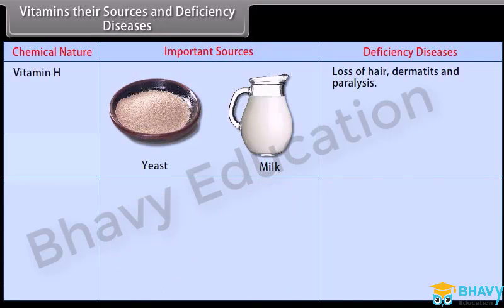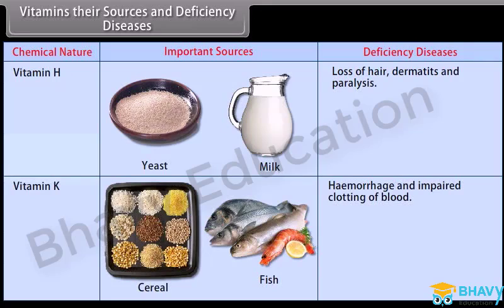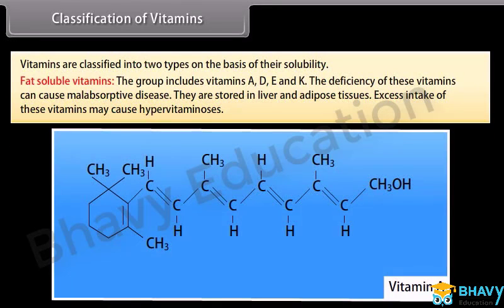Vitamin H is neither soluble in fat nor in water. Vitamin K is soluble in fats but insoluble in water. It is stable to heat and oxidation. Classification of vitamins. Vitamins are classified into two types on the basis of their solubility.